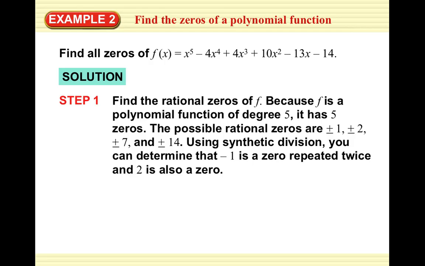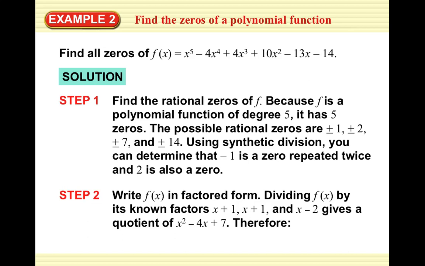So 14 can be factored into 1, 2, 7, and 14, and then we use positive and negative. Using synthetic division, we determine that -1 is a 0 repeated twice, and that 2 is also a 0. So then we write f of x in factored form, dividing f of x by its known factors, x plus 1, x plus 1, and x minus 2, gives us a quotient of x squared minus 4x plus 7. So we eventually get down to this quadratic equation. And so here it is all listed out.